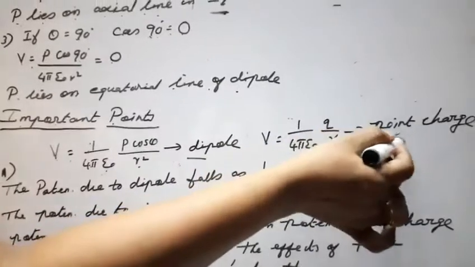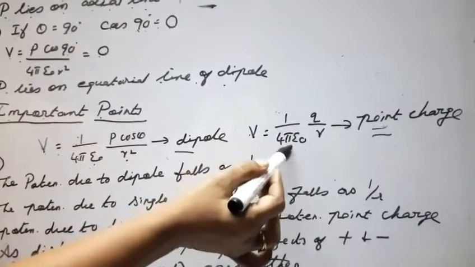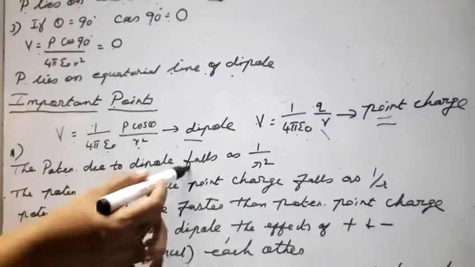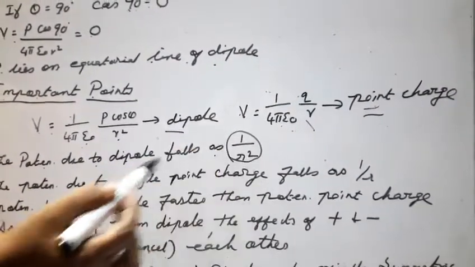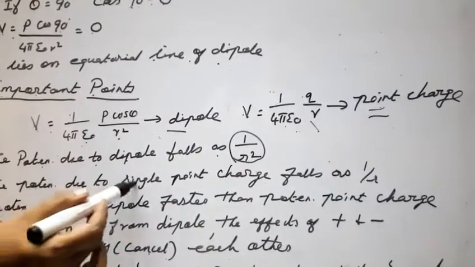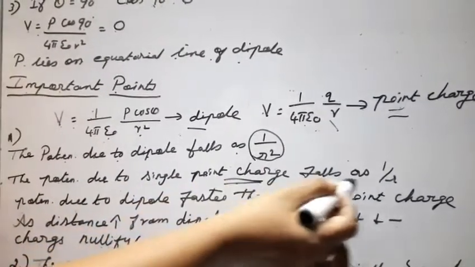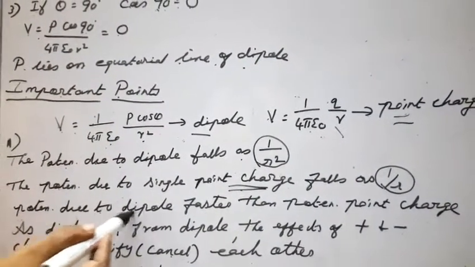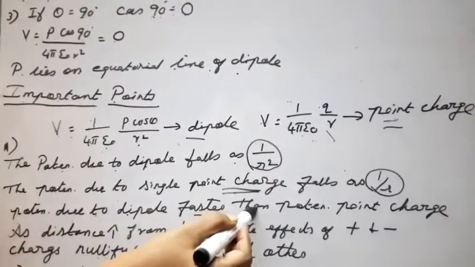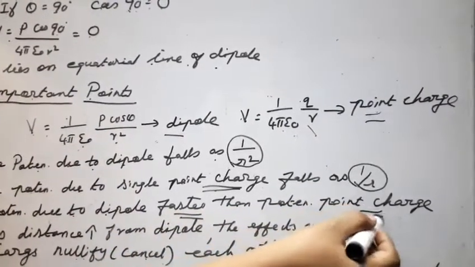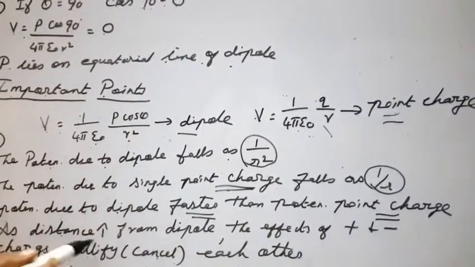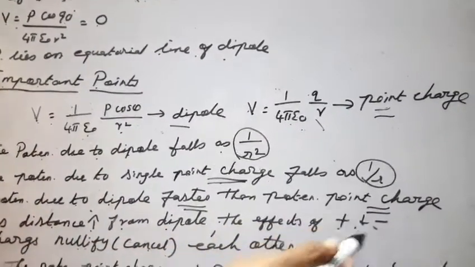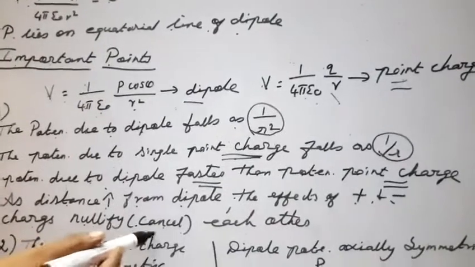But the potential for the point charge V equal to 1 by 4 pi epsilon naught, Q by r. The potential due to a dipole falls as 1 by r square, but the potential due to a single point charge falls as 1 by r. Therefore, the potential due to a dipole falls faster than the potential for the point charge. That is, as distance increases from the dipole, the effects of positive and negative charges nullify each other, that means cancel each other.